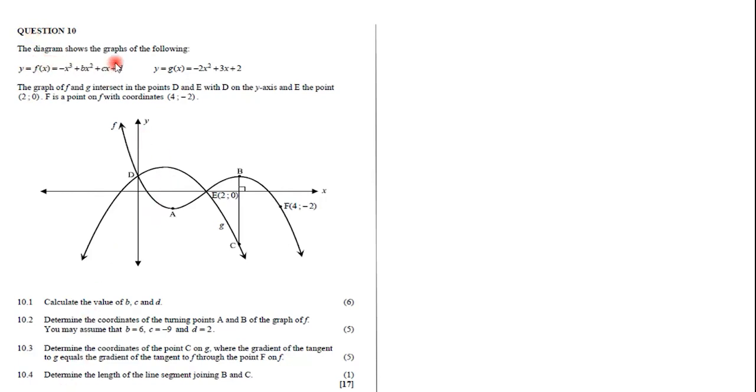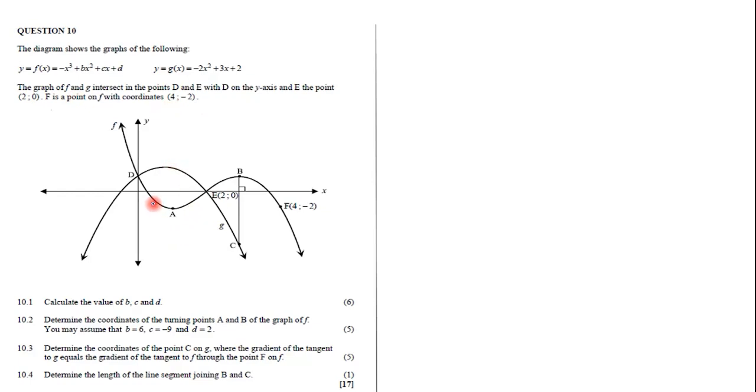The diagram shows the graphs of the following, which is f of x, which is minus x cubed plus bx squared plus cx plus d, and g of x, which is minus 2x squared plus 3x plus 2. The graphs of f and g intersect at the points D, E, with D on the y-axis and E, the point which is (2; 0). Now F is a point on f with coordinates (4; -2).